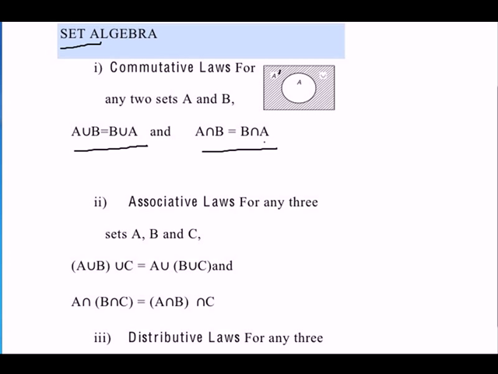Now this symbol that you see here, the U, is union and the inverted U is intersection. Again, it doesn't matter what the symbols are as long as we are clear on what they are trying to say.